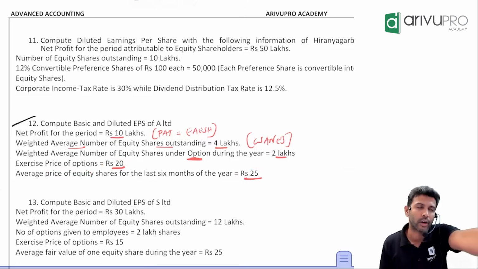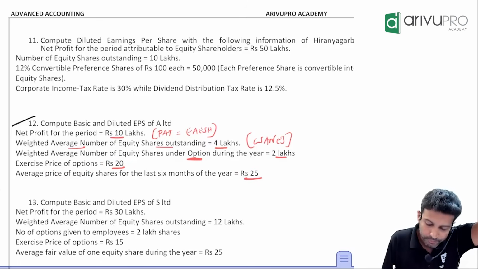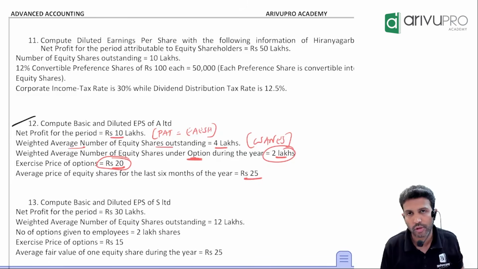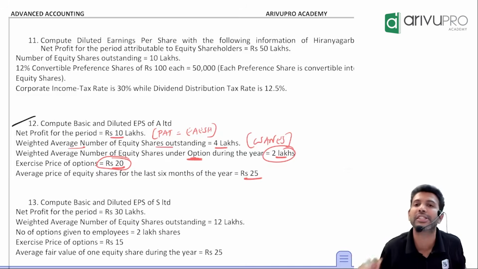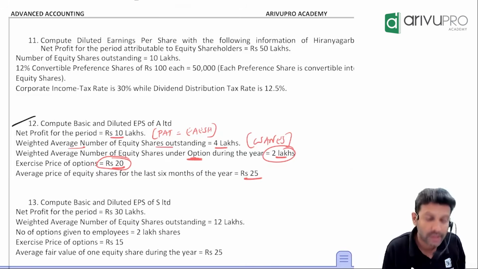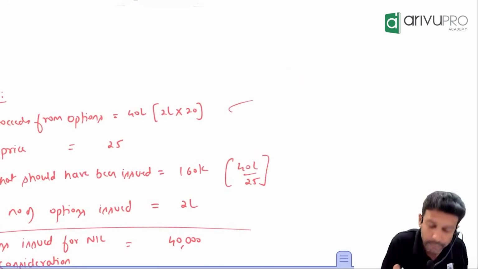Take your calculator. How many shares are issued to employees? 2 lakh. That means how much money will the company collect through these shares? Through this ESOP, total money, how much will the company collect? 2 lakh shares, and on one share the company will collect 20 rupees. So total proceeds is how much? 40 lakh.